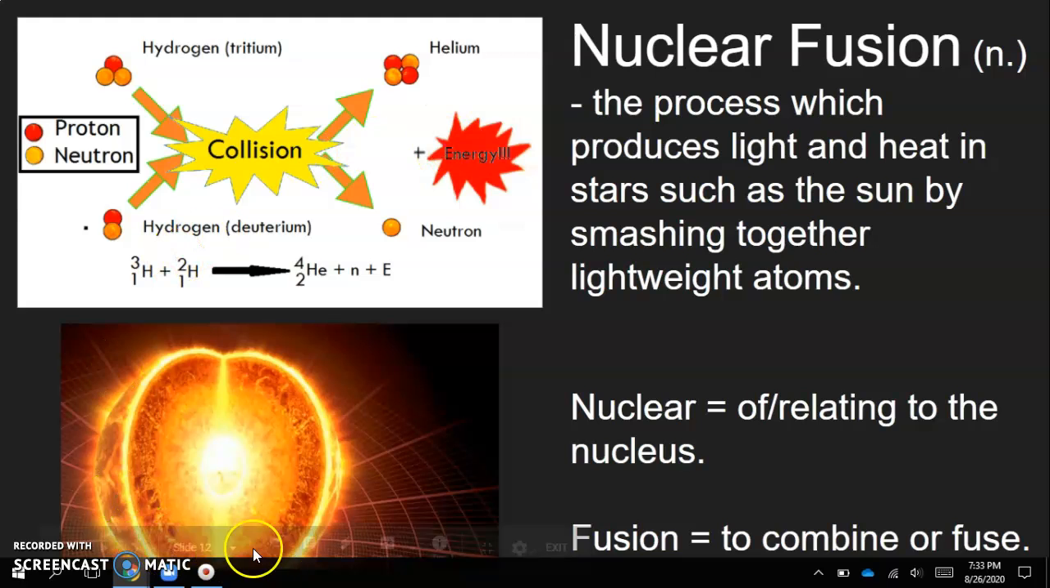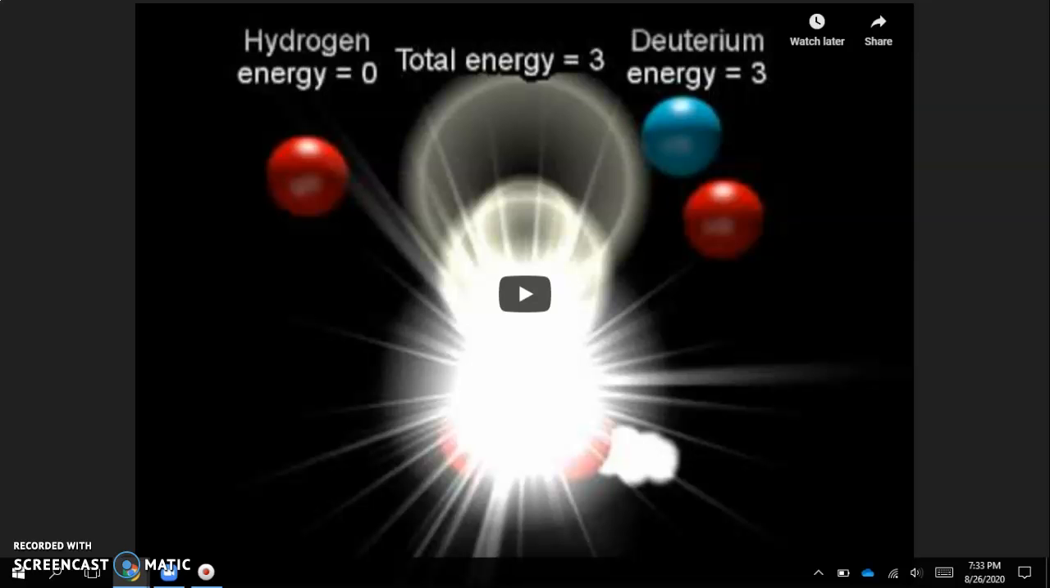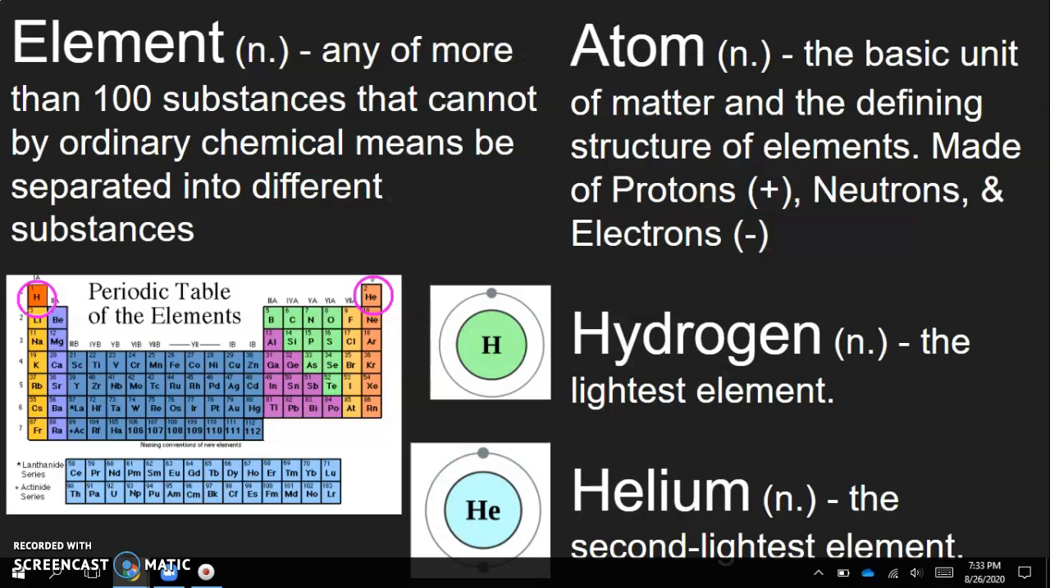Okay, and then if we break down nuclear fusion, nuclear is of or relating to the nucleus, and fusion is to combine or fuse. So I know I've said it a million times, but I'll keep repeating it. Nuclear fusion, the atoms are smashing together. The energy of the sun is the result of that reaction, and that's where our heat comes from. Fusion, coming together, happens in the sun. And then here is a video that will show you that process.